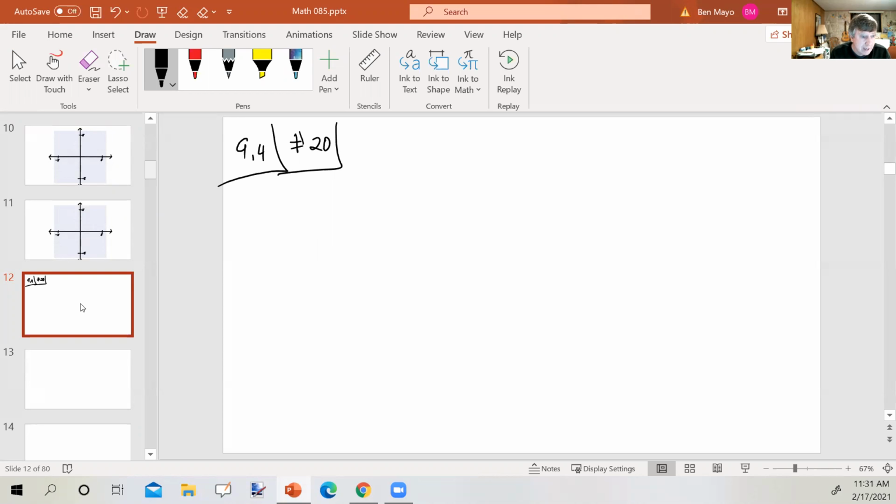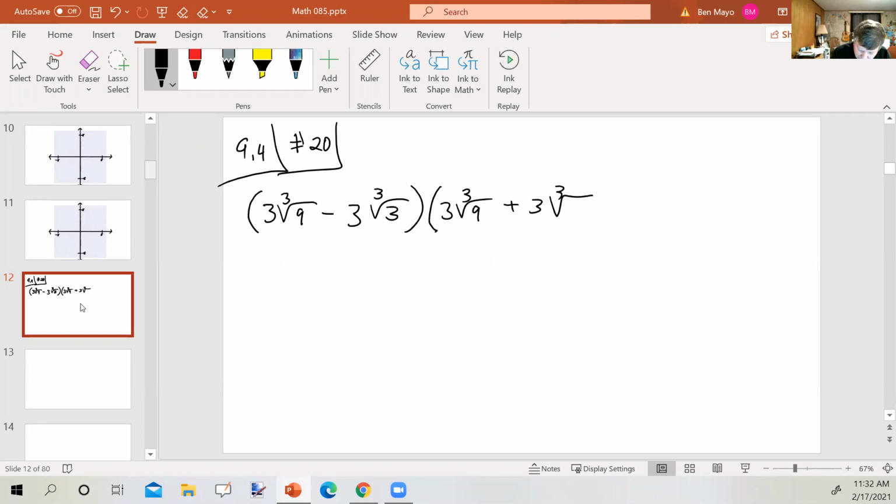It says multiply and simplify. All right, and we have the following: 3 times the cube root of 9 minus 3 times the cube root of 3, all of that times 3 times the cube root of 9 plus 3 times the cube root of 15. So we're going to FOIL these together. We're going to get 4 products, and then we're going to simplify each of those.